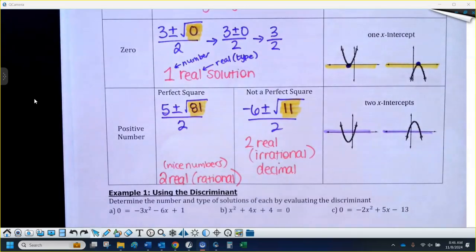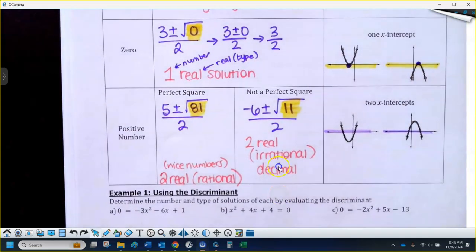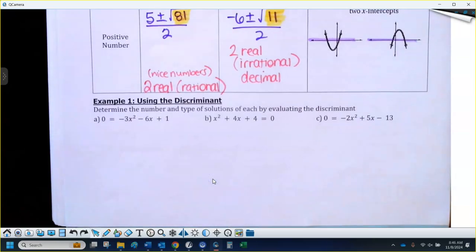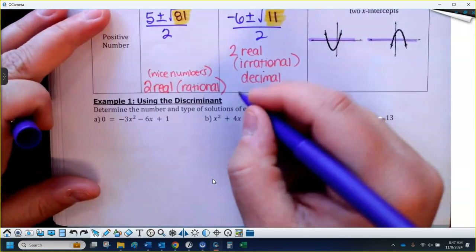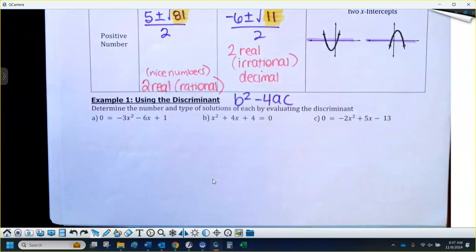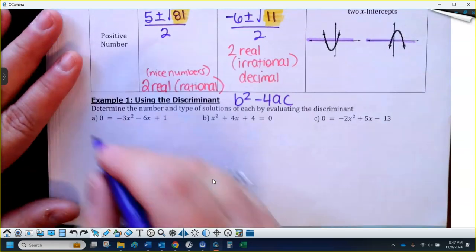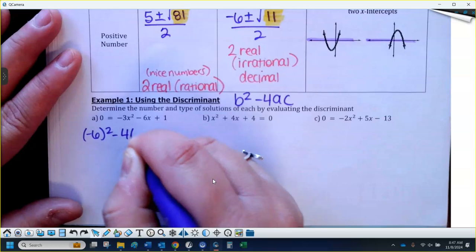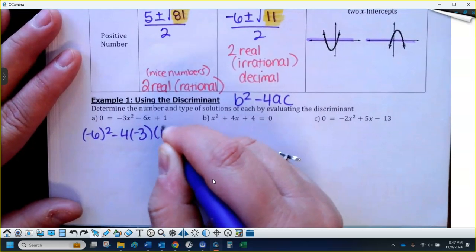All right, so you will see questions like this that will literally just say, here's this quadratic formula, determine the number and type of solution by doing the process of finding the discriminant. For each one of these, I'm going to write it again so you can see it on the screen, but it's just b squared minus 4ac. It does not include the square root. So for this one, I would do -6 squared minus 4 times -3 times 1.